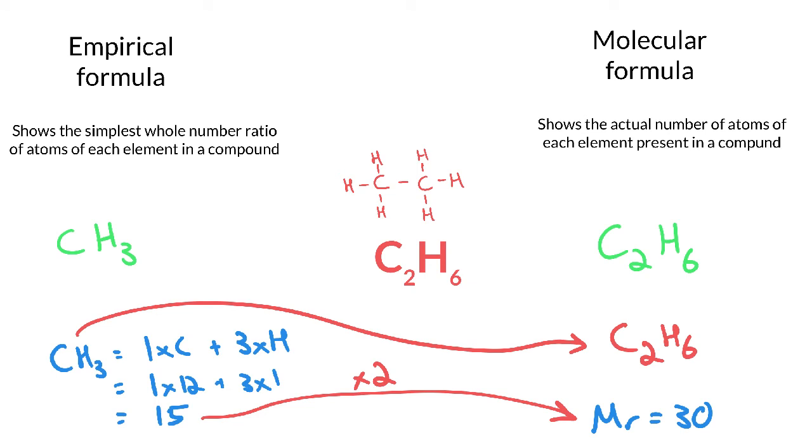Whereas the other way you can be asked questions in this might be you're given the empirical formula and you're given the MR of the actual compound. So to figure out your molecular formula from that information, you have to take your empirical formula, find what the mass of the empirical formula is, and then find out how many times you have to multiply that by to get the MR of the actual compound, and do exactly the same multiplication to your empirical formula to make it up to your molecular formula.